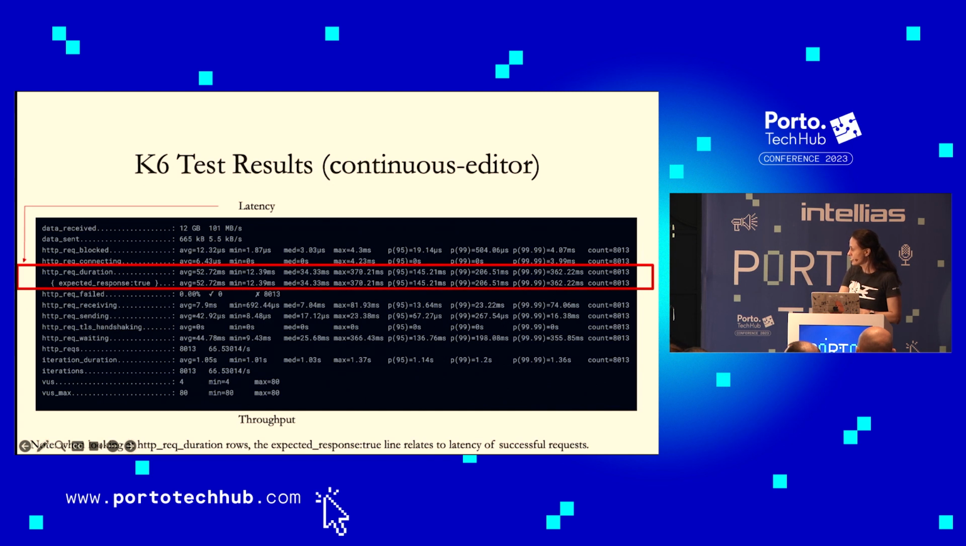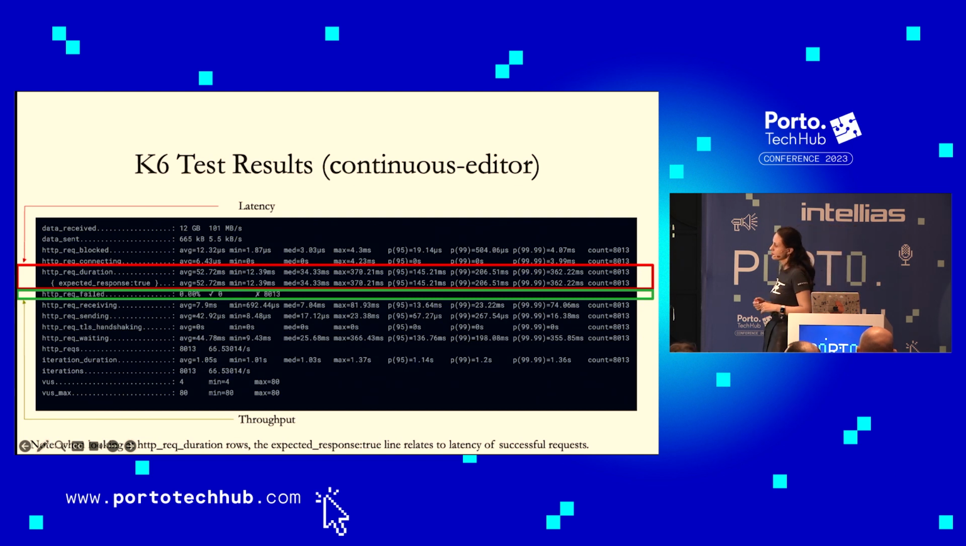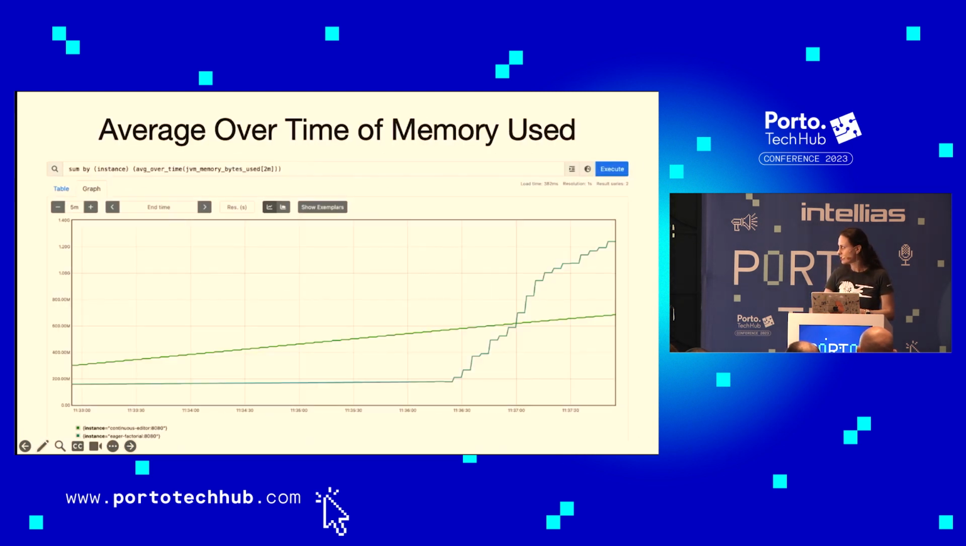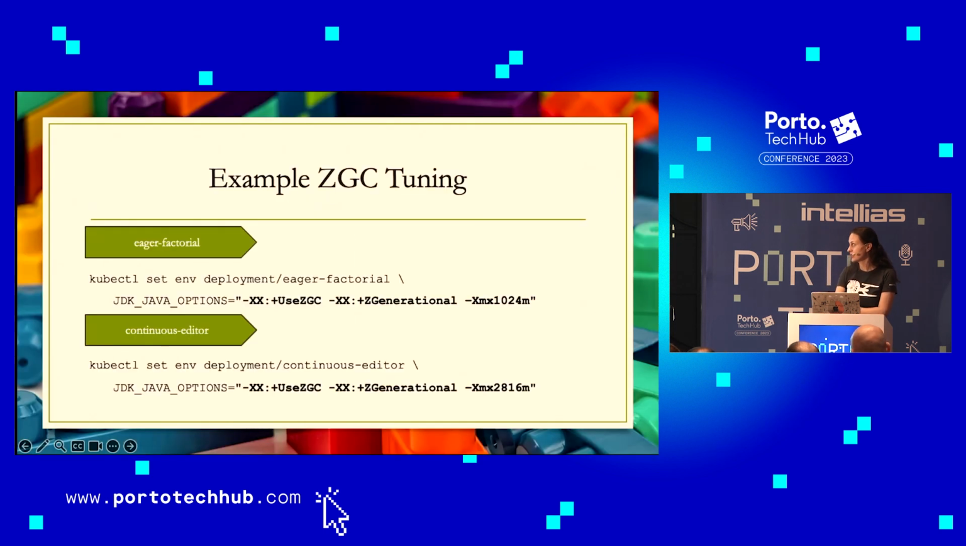For the second one, I could see that the results kind of improved a lot in case of the throughput, but the latency was not at its best. So maybe something better could be done. Of course, CPU usage was pretty much the same. Memory consumption was a lot. So this kind of triggered me that maybe I can tune it.